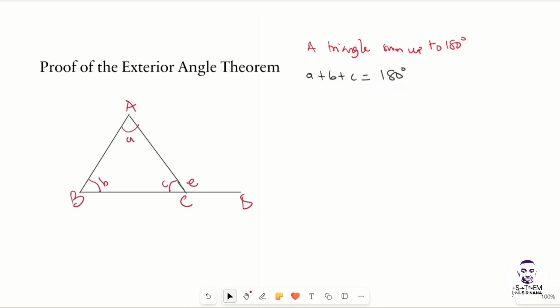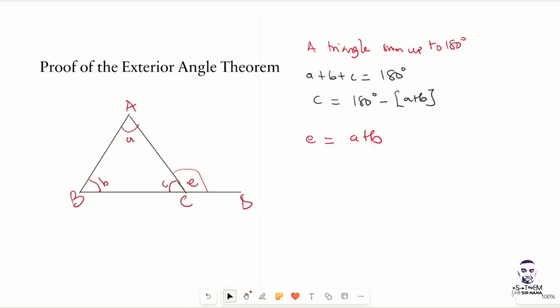Now let's express this in terms of C. If we want to express it in terms of C, then our C should be equal to 180 degrees minus (A plus B), right? So we are moving the A and B to the other side because we want to make C the subject. Now we know that the exterior angle of a triangle, when we are considering E, should be equal to A plus B, because we say that the exterior angle is equal to the sum of the opposite interior angles, A and B, right? So E should be equal to A plus B.